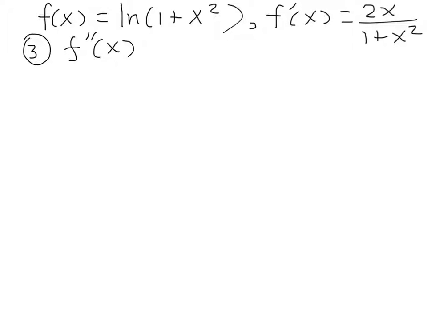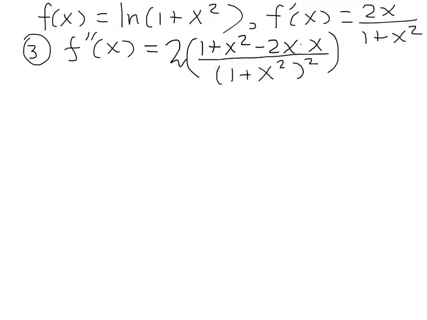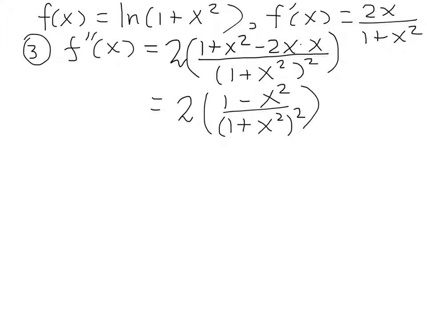Let's move on to f double prime. F prime, as just above, was 2x over 1 plus x squared. So we have to use the quotient rule here for f double prime. So we're going to strip off the factor of 2, and then the top factor has derivative 1, which we won't write, and then we have 1 plus x squared, minus the derivative of the bottom, which is 2x, times the top, which is just x. And the whole thing is over the bottom squared, so you have 1 plus x squared, quantity squared. This simplifies to 1 plus x squared minus 2x squared, or 1 minus x squared on the top.